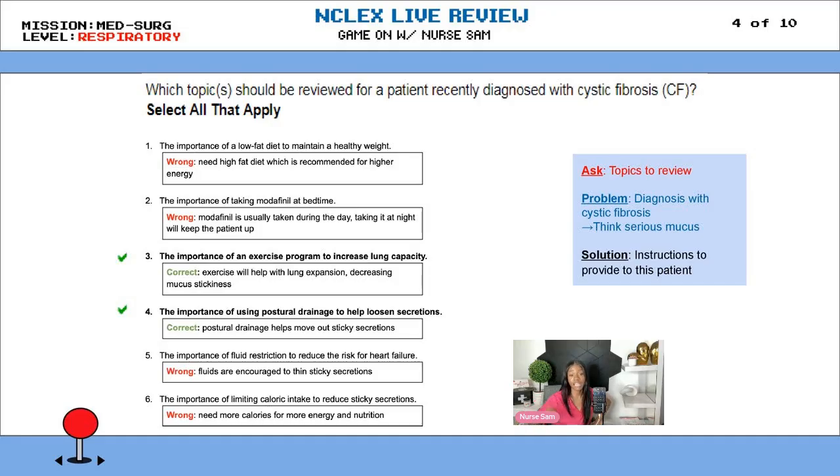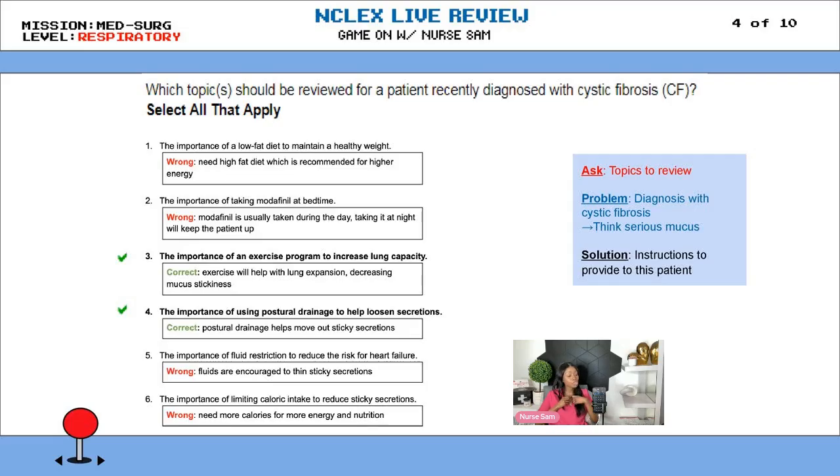3, that was correct. The importance of an exercise program to increase lung capacity. All right. Exercise will help with lung expansion, and that's thereby going to decrease the mucus stickiness. Okay. That's what you want to do. 4 is also correct.